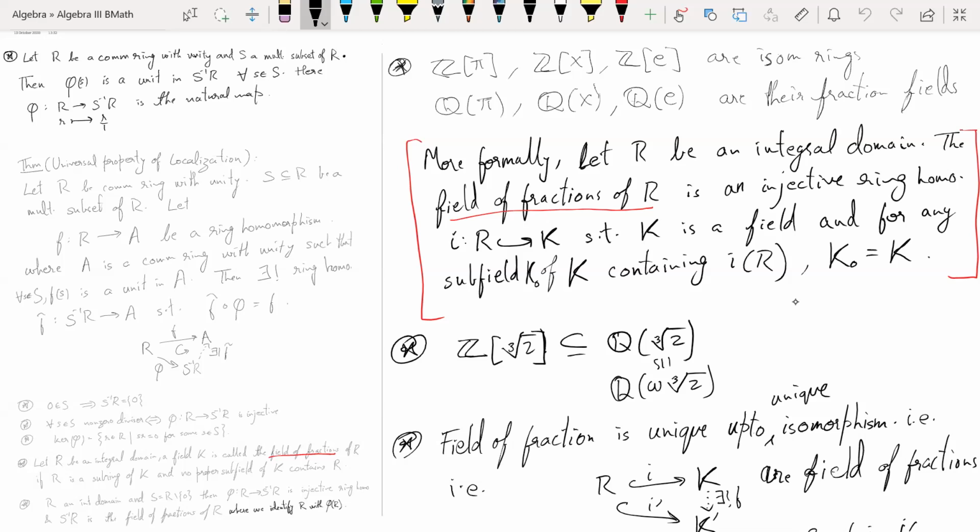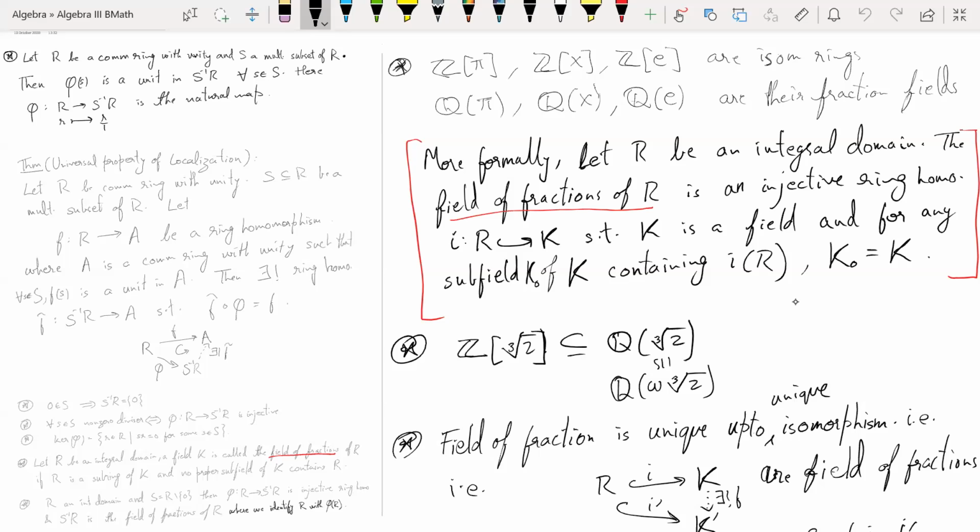the field of fractions is an injective ring homomorphism I from R to K, such that K is a field, and for any subfield K0 of K containing IR, K0 has to be equal to K. That means, in other words, there is no proper subfield of K containing the image IR. Okay. So this would be a more formal way of saying it if you worry about morphisms and stuff.